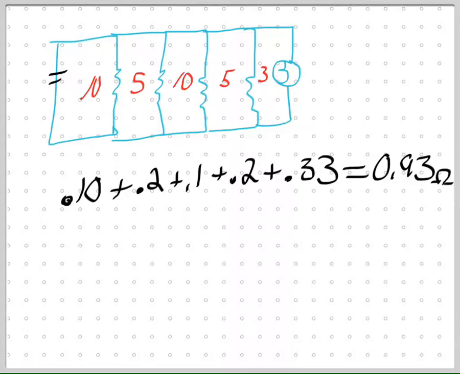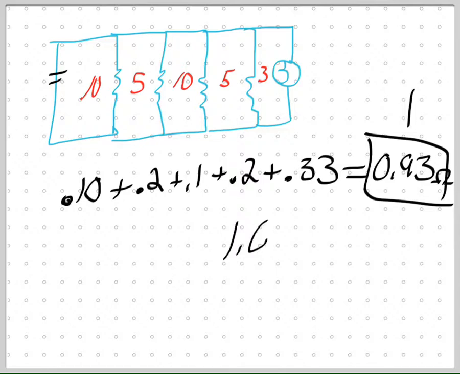Okay, and now we're not done yet because we need to put this answer over 1. So we put it in our calculator. 1 divided by 0.93. And you get 1.07 ohms. Yeah, and we're done. Under 10 minutes.